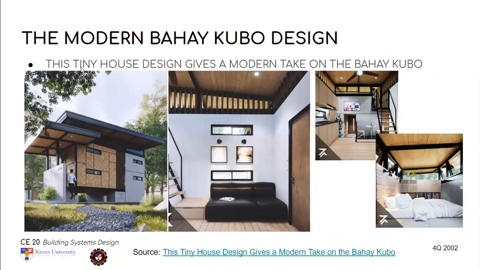You can also check this tiny house design, which gives a modern take on the Bahay Kubo concept. This is a very small house, less than 100 square meters, and it has really adapted the concept of a Bahay Kubo. You'll notice some parts of the house are built on stilts in this part, in the bottom, and that the overall flow of air is already adapted.